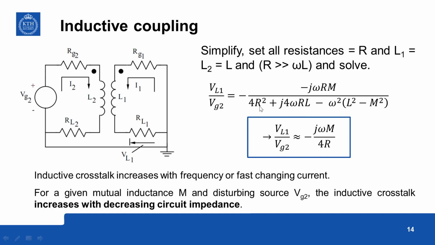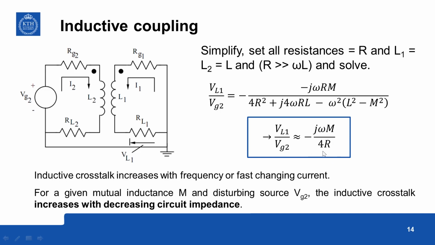Then again, from this, 4R squared is much larger than all other terms over here. So we neglect that, and approximately VL1 by VG2 is minus j omega M by 4R. So you get an expression that is similar to capacitive coupling, but with R in the denominator.